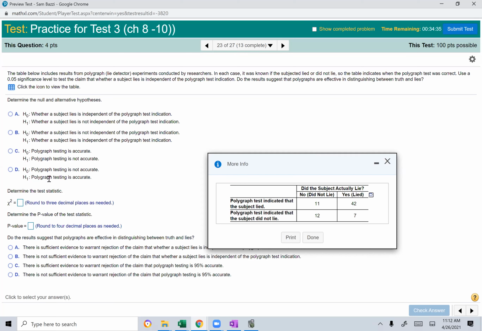Not C and D, guys. They don't make sense. It's about dependent and independent. So whether a subject license is independent of the polygraph test indication, exactly, that's what I said. And it's not independent, means dependent. That's the one.